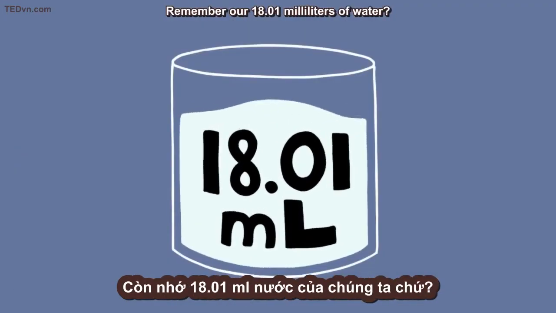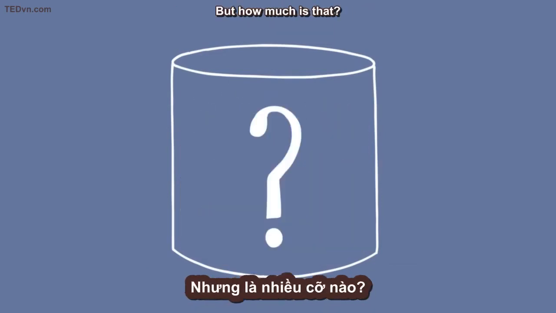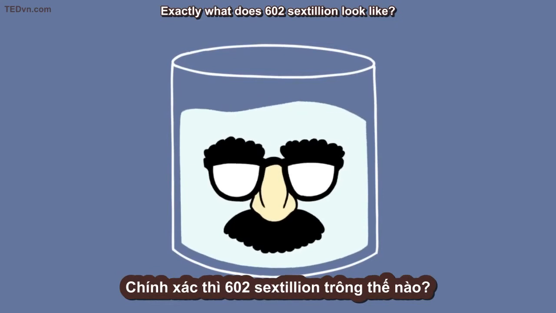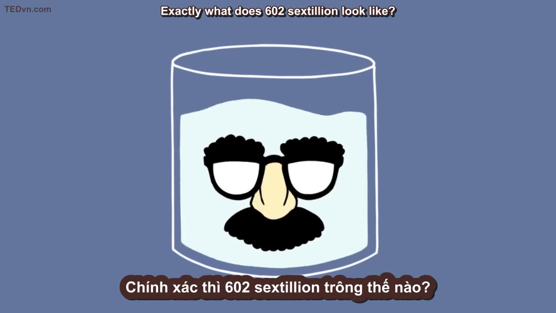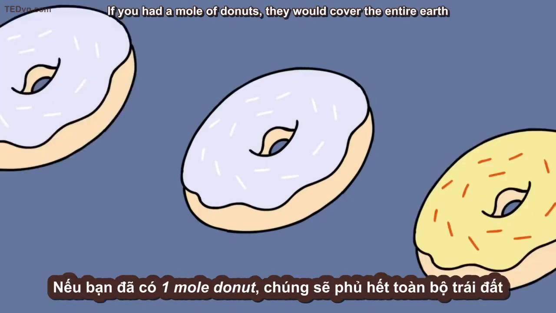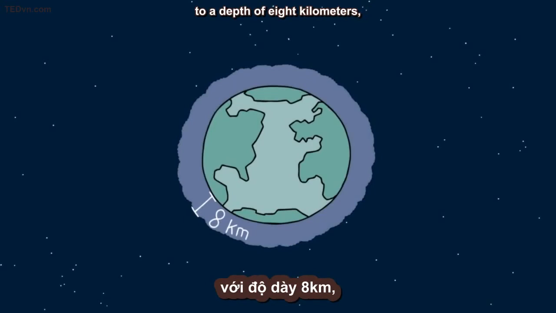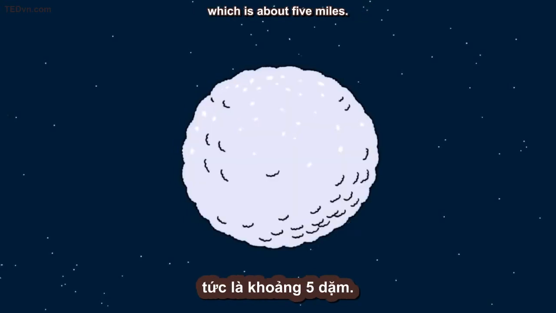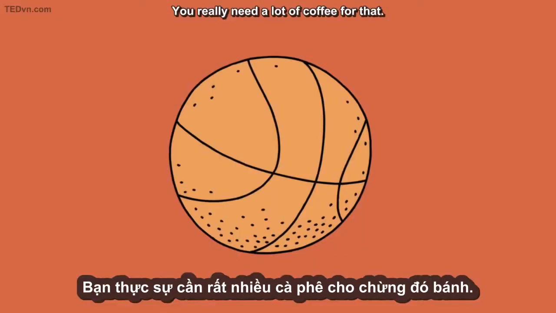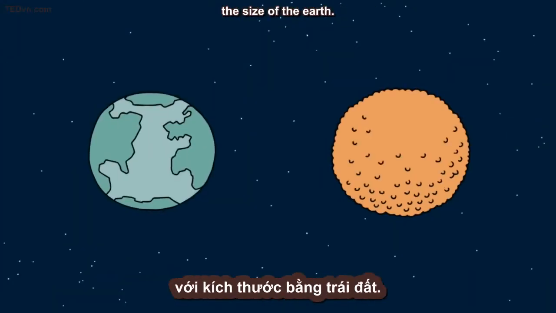Remember our 18.01 milliliters of water? Well, that's a mole of water. But how much is that? Exactly what does 602 sextillion look like? Maybe this will help. Exchange the water particles for donuts. If you had a mole of donuts, they would cover the entire Earth to a depth of 8 kilometers, which is about 5 miles. You'd really need a lot of coffee for that. If you had a mole of basketballs, you could create a new planet the size of the Earth.